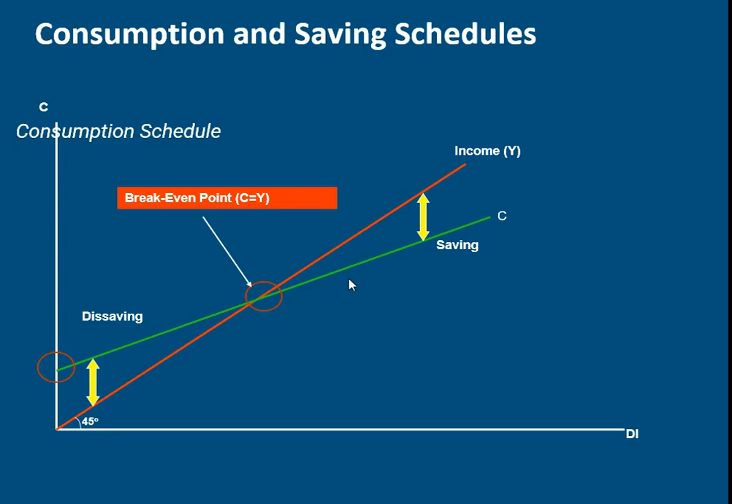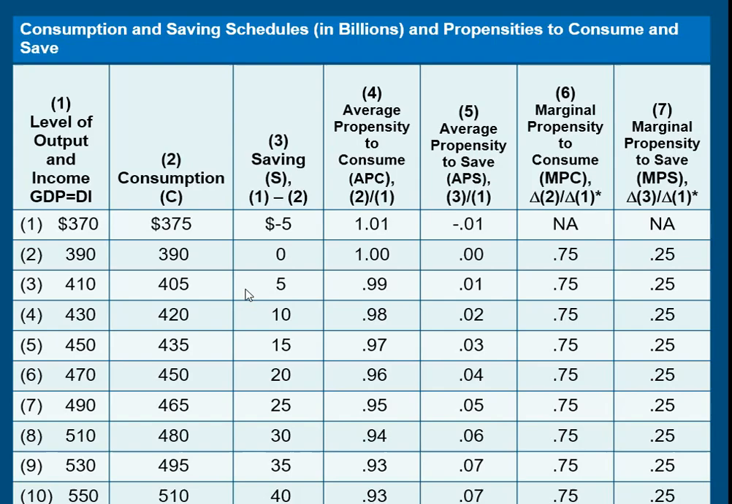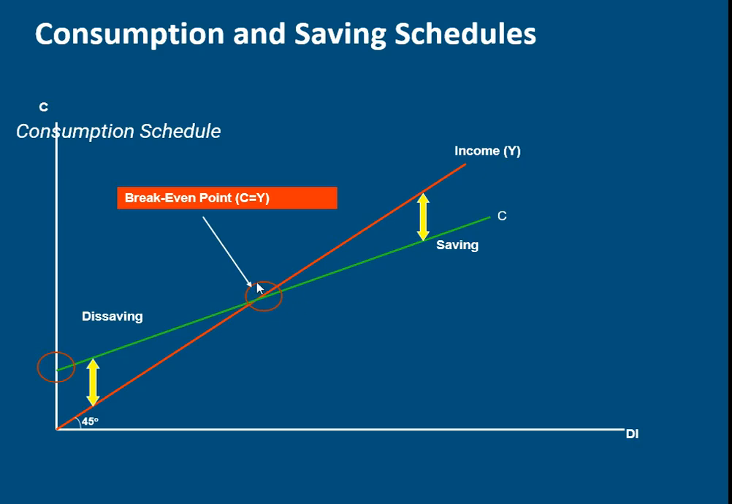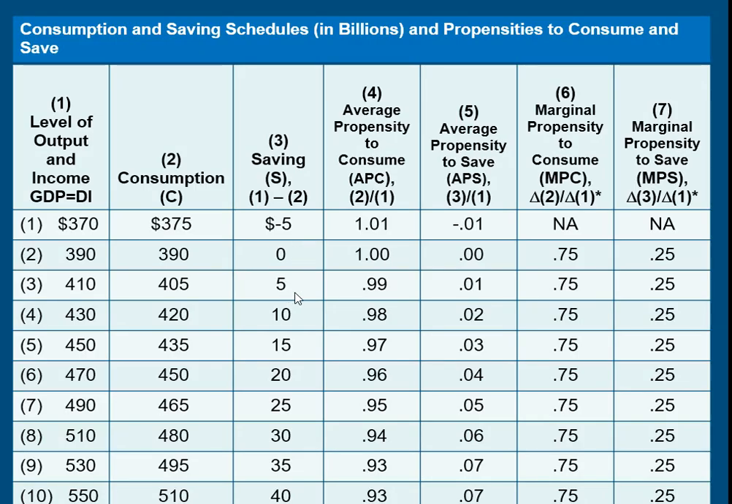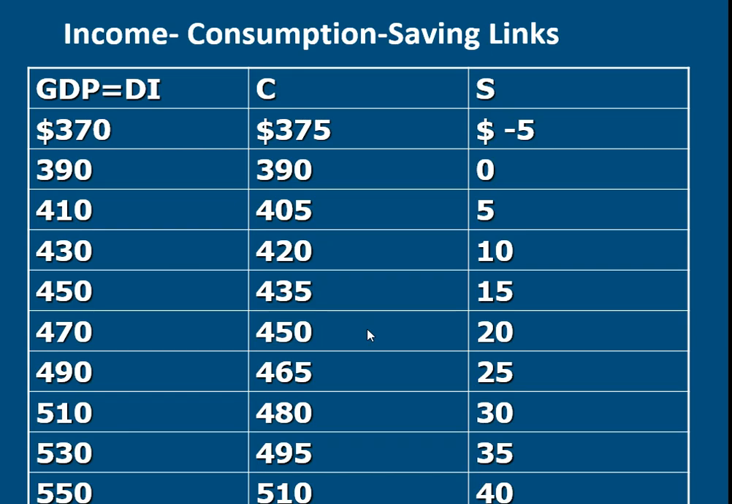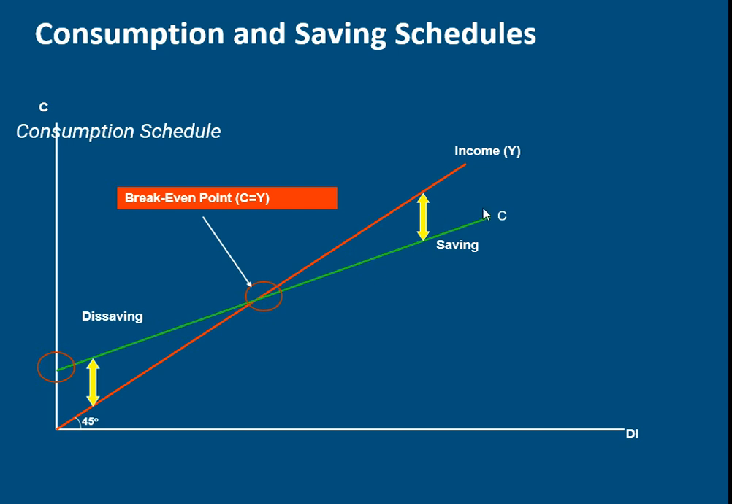And at this point income and consumption are equal, so at this point saving is 0. So 390 is our income and our consumption is also 390, so the saving is 0. So that part is showing our saving is 0. And after this point, saving is positive, so all these values can be drawn after this area, when the income is greater than consumption.